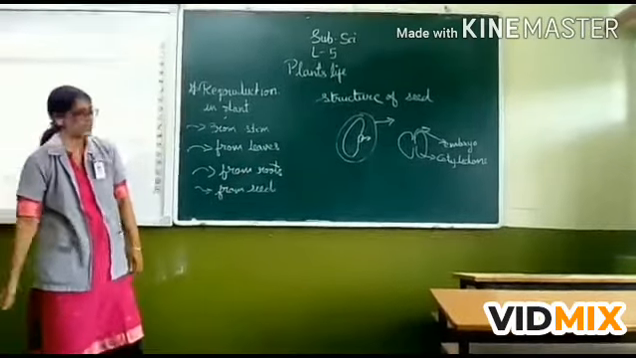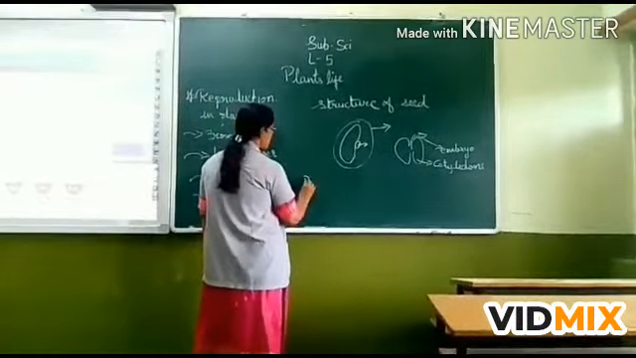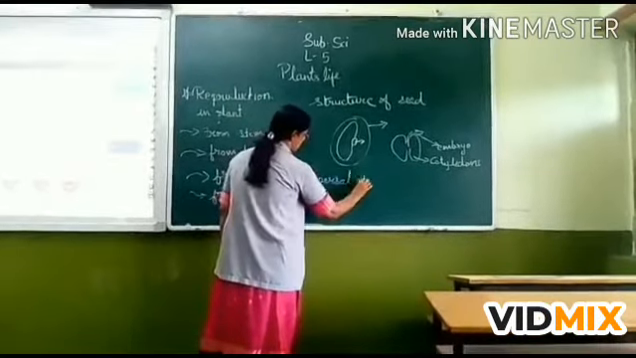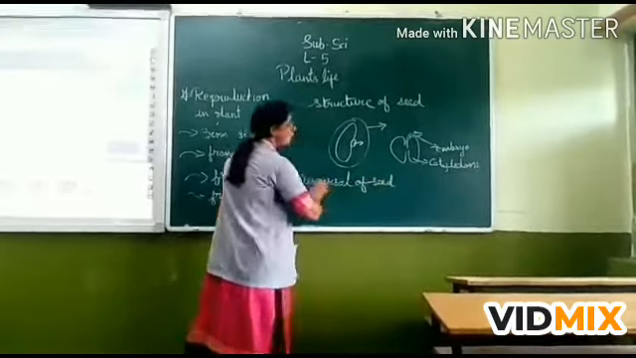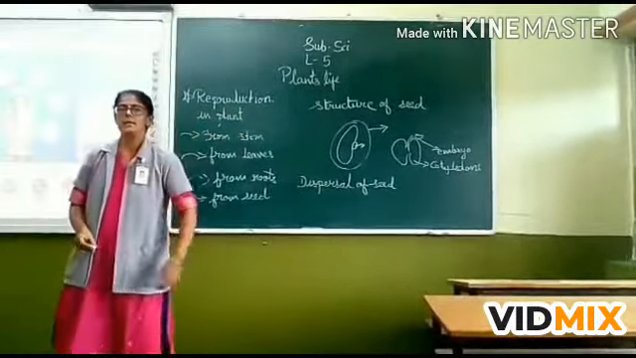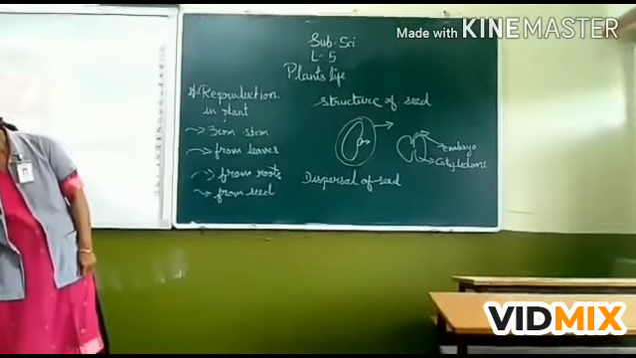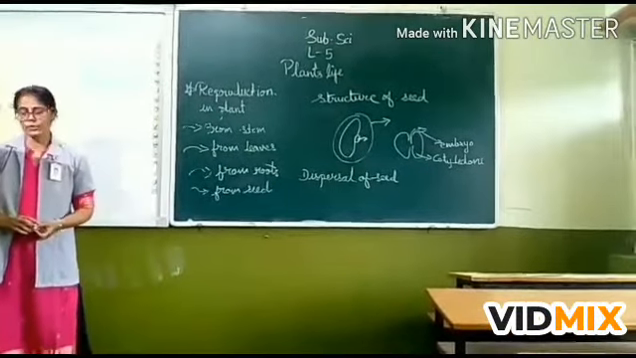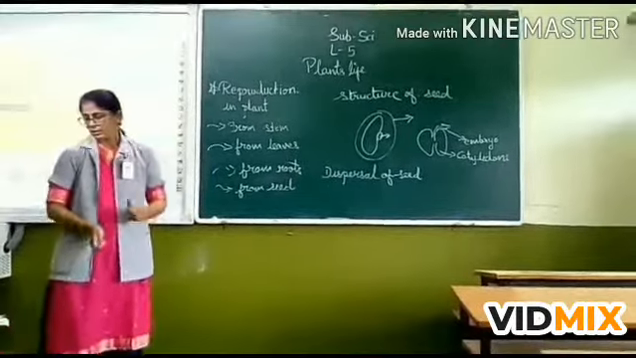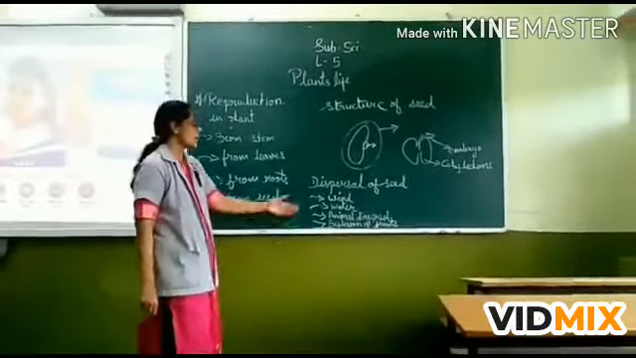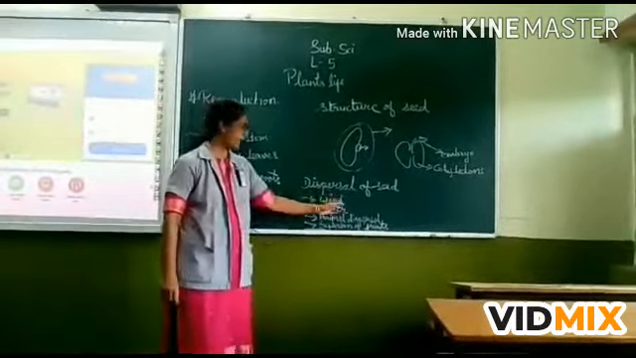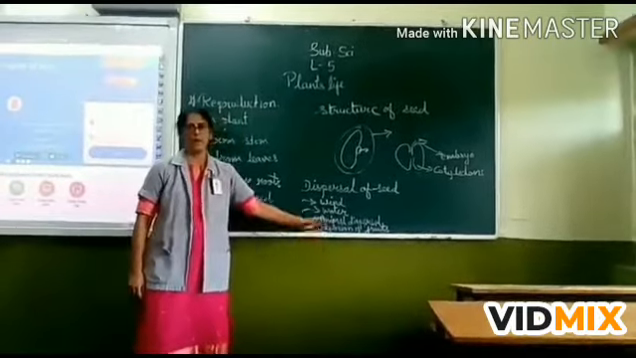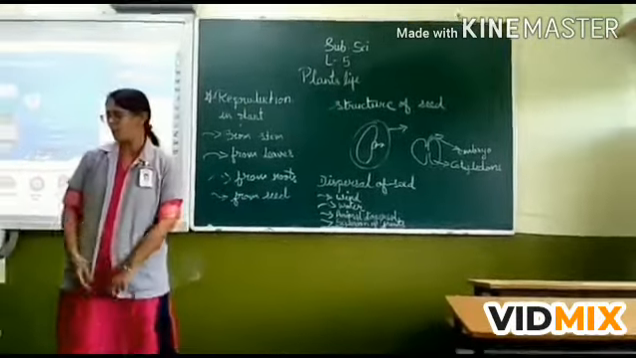Now dispersal of the seeds. How do the seeds disperse? Seeds disperse in many ways, like with the wind, then water, then animal dispersal, and explosion of a fruit. So dispersal of a seed is with the wind, water, animals, and explosion of a fruit.